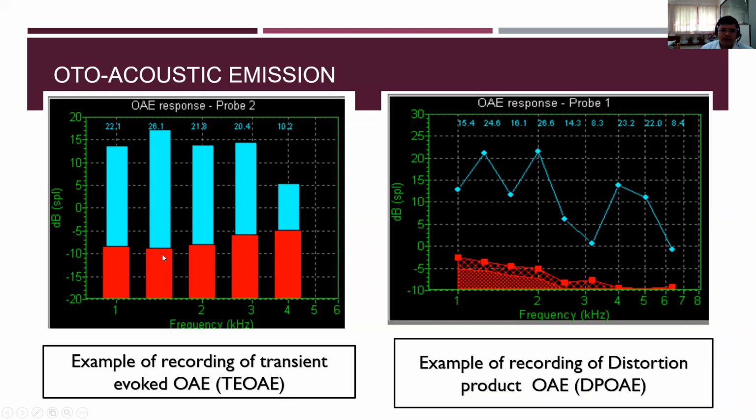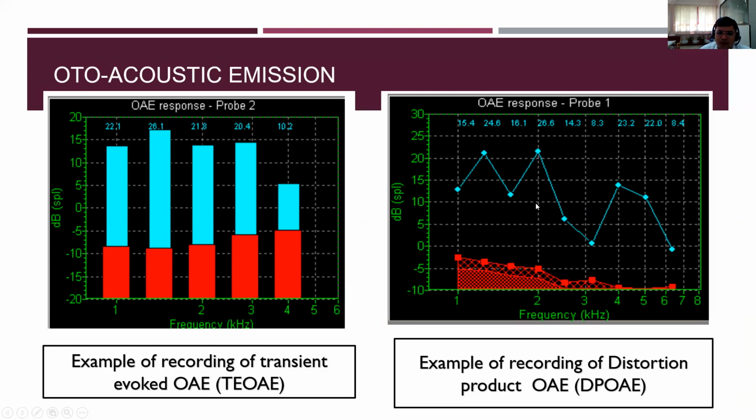Otoacoustic emission, as I said earlier, helps you to assess outer hair cell functioning. Whatever values you see here, these are the signal-to-noise ratios, and these values help you to understand whether responses are there, whether the otoacoustic emission is robust or partially present. These red symbols are the noise level, the noise floor, and these are the emissions. The difference between the two is the SNR, signal-to-noise ratio, which is correlated with the norms. And if a response is present, it is presumed that the outer hair cells are functioning normally.